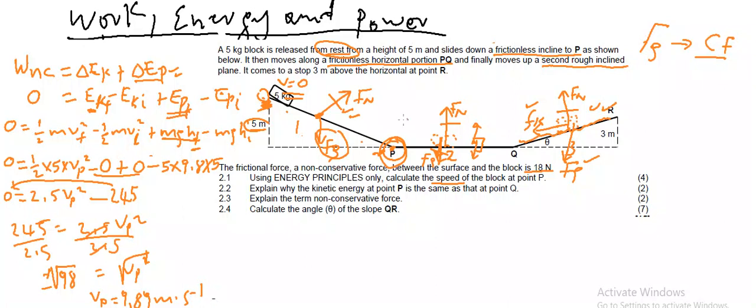We know the velocity at P. The velocity here is 9,89 meters per second. The speed here is 9,89. So we are now finished with the speed. That is the first question finished. So to use the energy principle, calculate the speed.